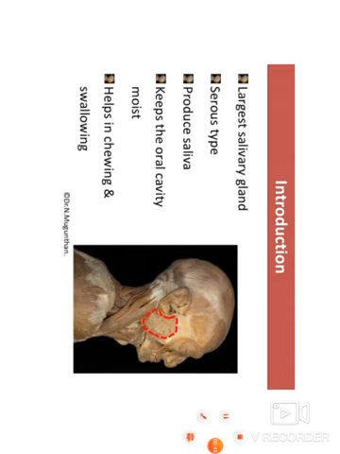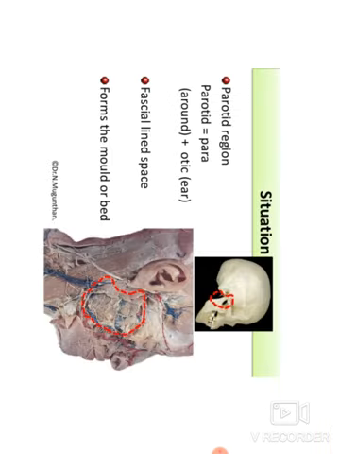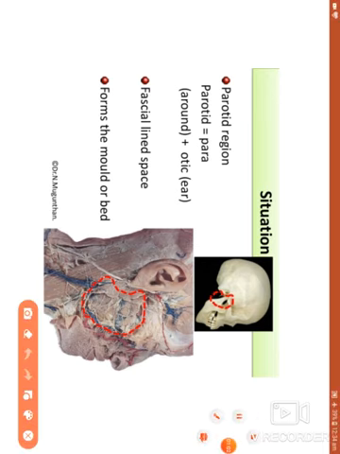The salivary gland mainly consists of two types of cells, serous cells and mucous cells. The serous cells secrete a watery secretion, and mucous cells secrete a sticky secretion. Then its location. See the term meaning signifies the parotid salivary gland: para means around, otic means ear, so around the ear.